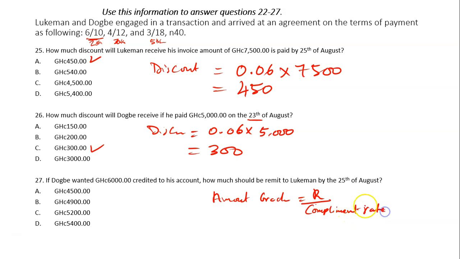Complement rate. Now, what do we mean by complement rate? Complement rate means 1 minus the rate of discount. Okay.